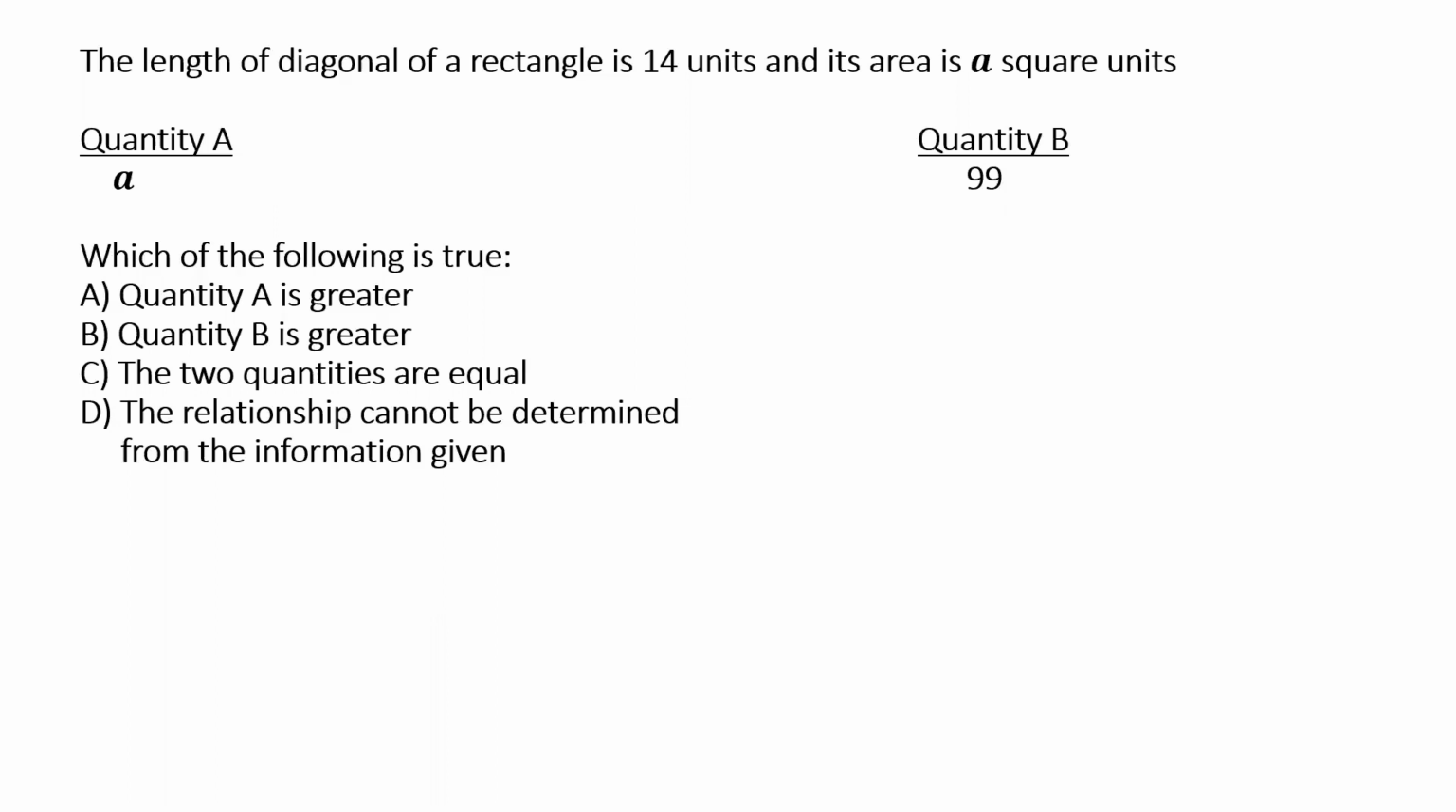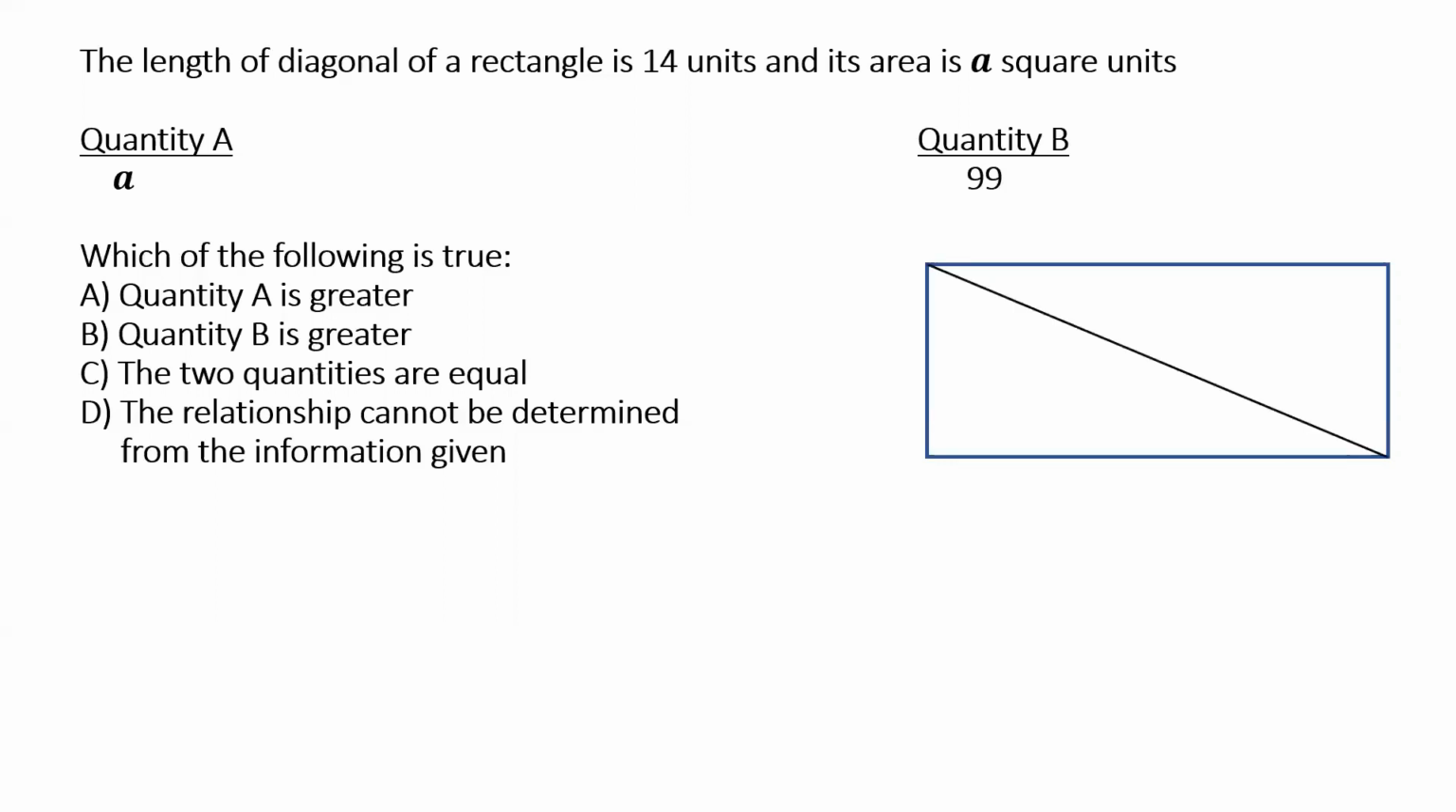So let's start with drawing out the rectangle. We are given the length of the diagonal of this rectangle as 14, and let's call the two sides of the rectangle x and y. And then we know that the area of the rectangle will be simply the product of x and y. But we, of course, don't know individually what x and y are.